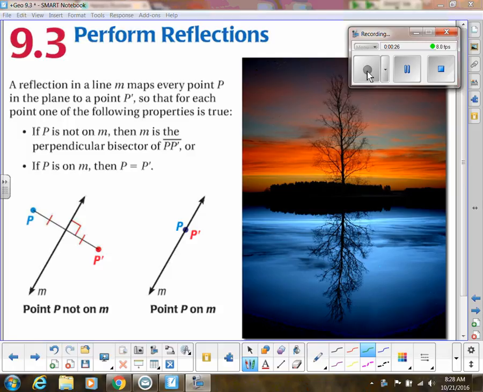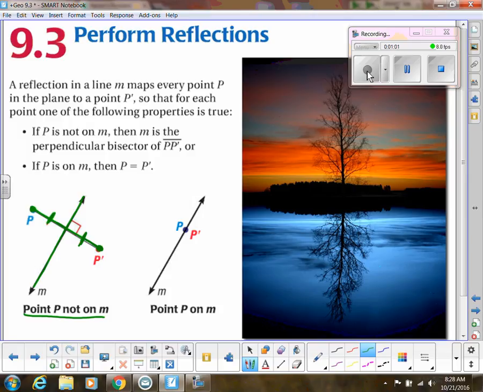Okay, so if P is not on the line M, so we're talking about this diagram right here, then M is the perpendicular bisector of P P prime. So if I have P and this is its image, if I connect those two, then M should be the perpendicular bisector. So what does that mean? In order to find that image, I have to draw a line that's perpendicular and then measure this distance to the line of reflection to be the same as this distance to the line of reflection to that image.